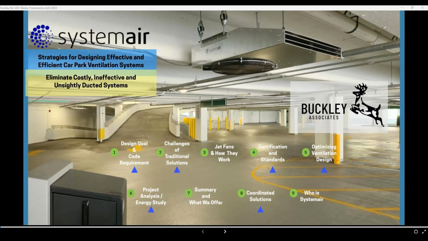In this presentation, we have 9 modules in total. We will begin with design goal and code requirement. We will then move to the challenges of traditional ventilation solutions. We'll talk about jet fans and how they work.